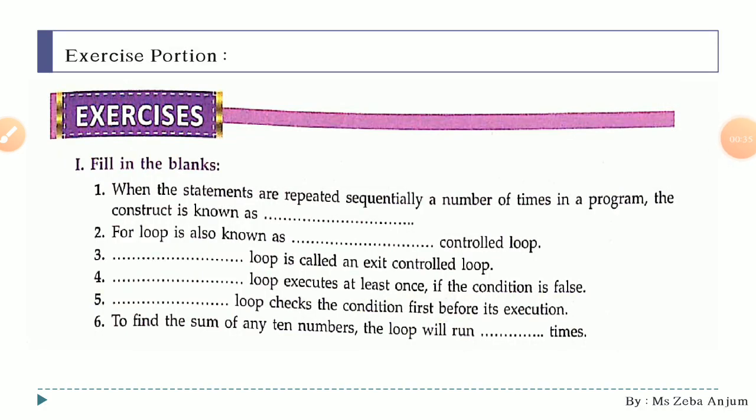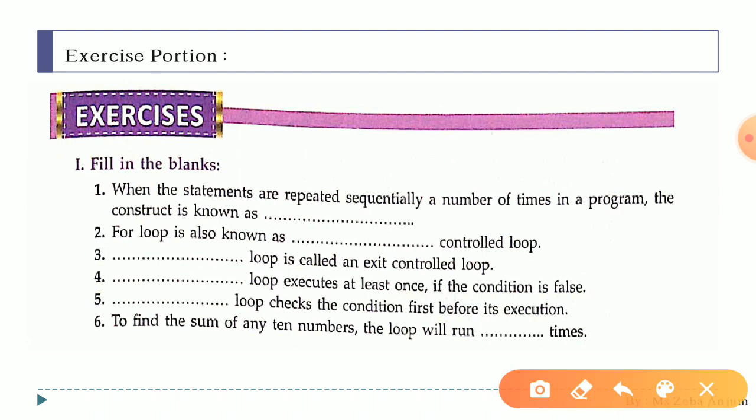Now see the first one. When the statements are repeated sequentially a number of times in a program, the construct is known as basically your loop. The second one, for loop is also known as your entry control loop. See the third one, dash loop is called exit control loop. It is a do while. The third answer is do while.